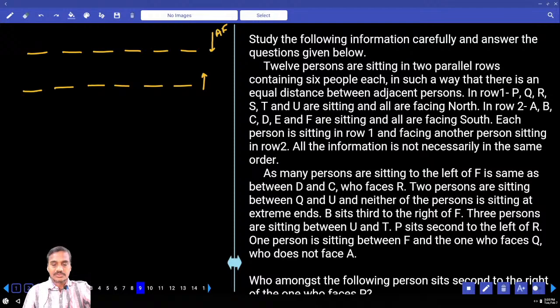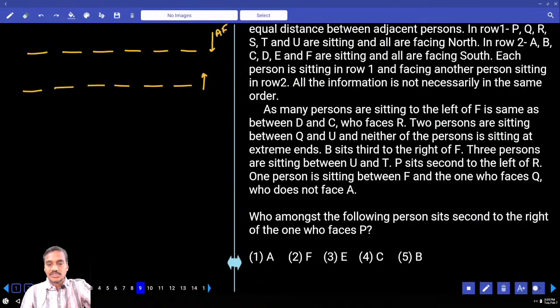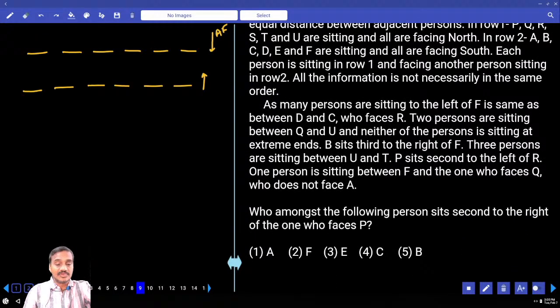Then, 2 rows. Then coming to the first information. As many persons sitting to the left of F is same as between D and C. Now tell me whether we can directly start with this one? Number of persons to the left hand side of F equals the number of persons in between D and C. Clear? And C faces R. C and R are opposite to each other.